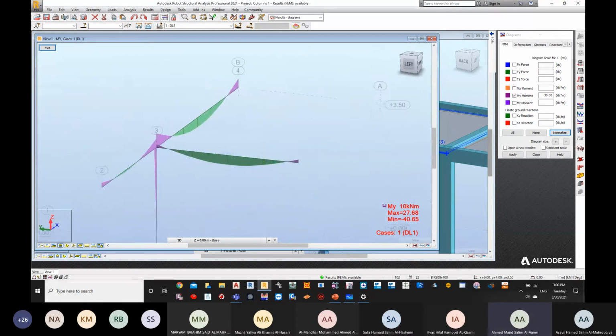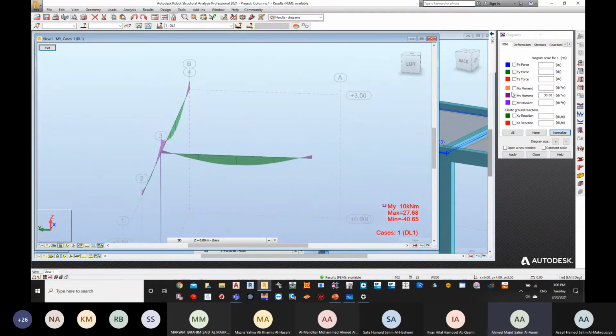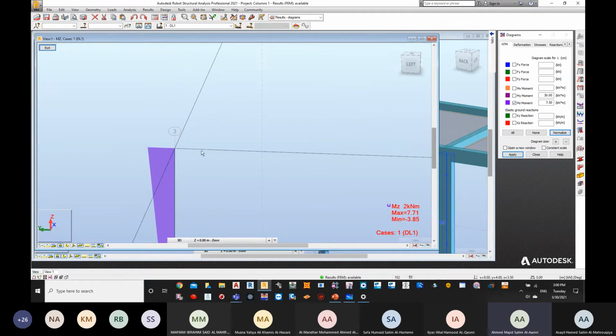Okay, what about the other direction for the column? The other direction is from here. Now you can see this particular column has been only pushed because of this beam on the other direction. So this beam is going to push your column to the left side.